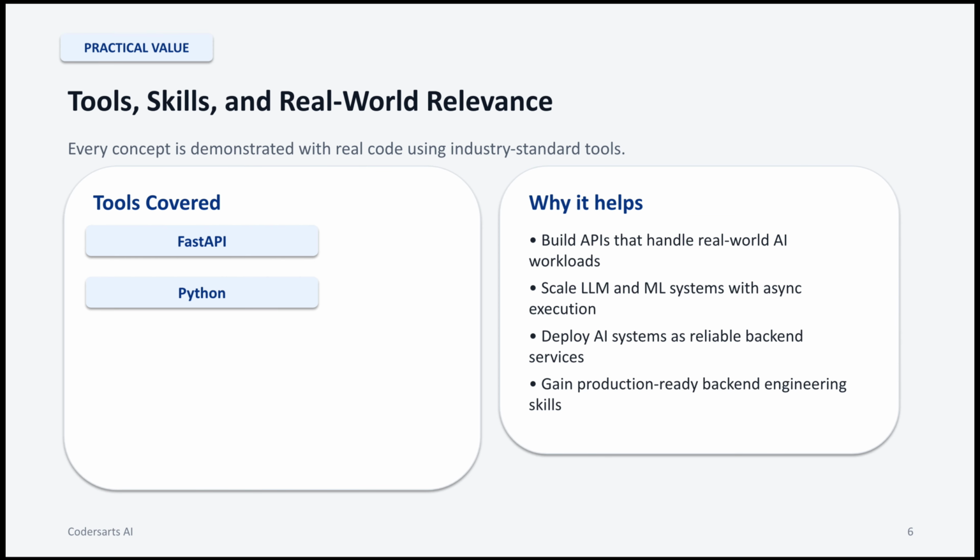Every concept in this course is demonstrated with real code using industry-standard tools like FastAPI and Python. This helps you build APIs that handle real-world AI workloads, scale LLM and ML systems with async executions, deploy AI systems as reliable backend services, and gain production-ready backend engineering skills.